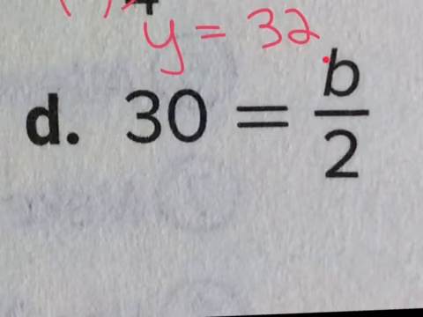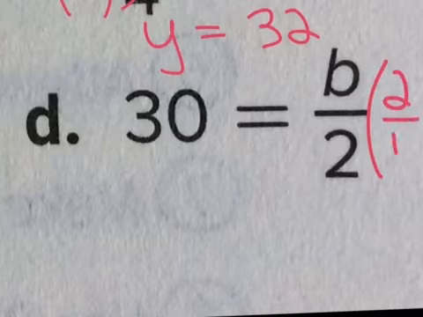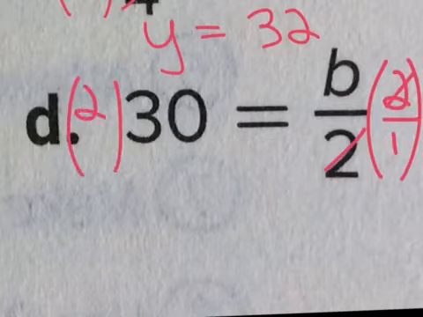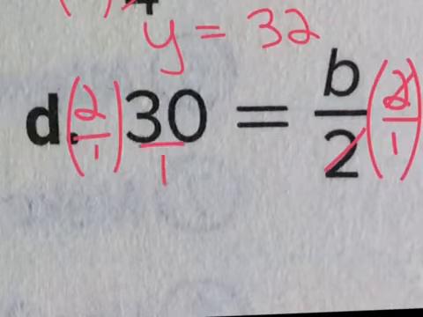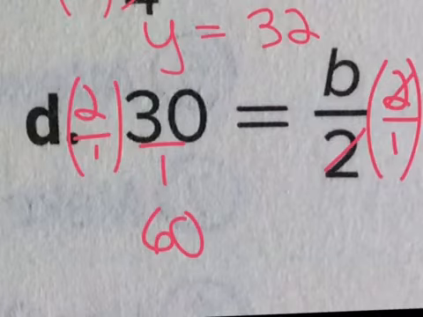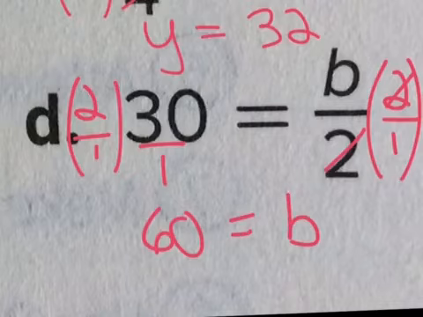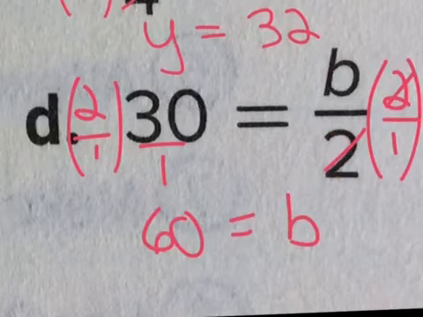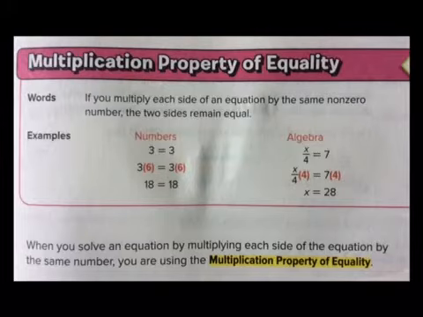And again, let's isolate the b. So we must multiply by its inverse, which is 2 over 1. And the 2's cross each other out. 2 over 1. This is over 1. And 2 times 30 is 60. And it's over 1, but we're not going to write it. So all we have left over is b. So b is 60. It makes sense, right? A number divided by 2 is 30. Well, it's got to be 60. 60 divided by 2 is 30. And this is the scale that we're following.